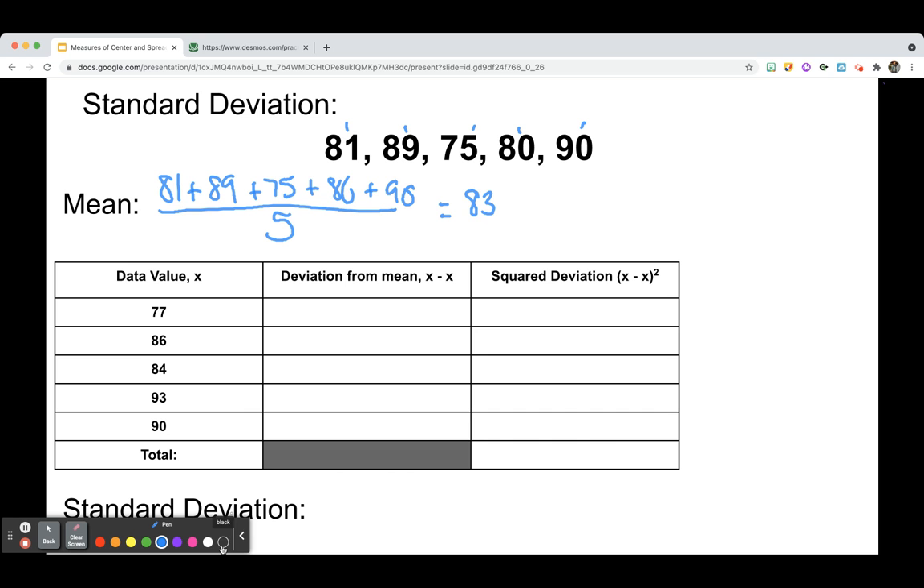So in order to do so, we're going to take each actual piece of data that was given, 77, 86. I did not change these from the last example. So we're not going to take those numbers. We're going to take the ones that are actually given. And the numbers that were actually given in the example is 81, 89, 75, 80, and 90. And we're going to take those numbers and subtract the mean that we got.